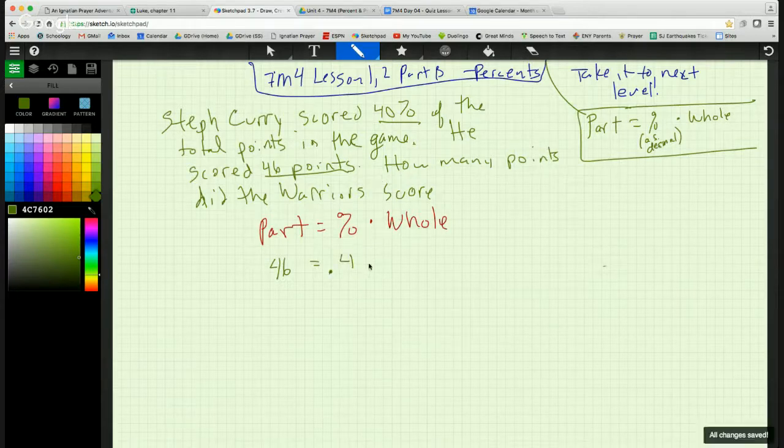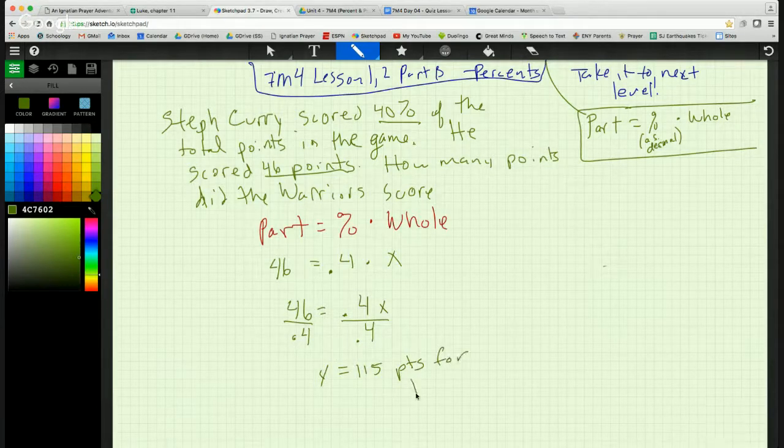The percent as a decimal times the whole, which is x. So 46 equals 0.4 times x. So the way that we find x is we've got to divide by 0.4. You type in your calculator 46 divided by 0.4, and hopefully you came out with x equals 115 points for the Warriors.